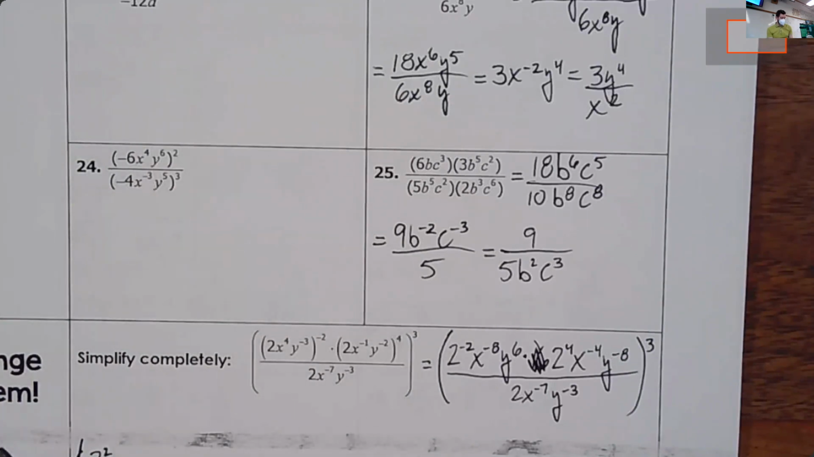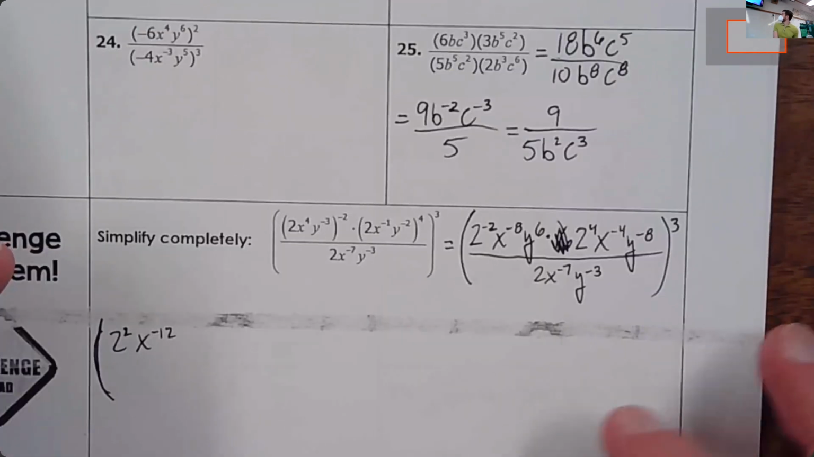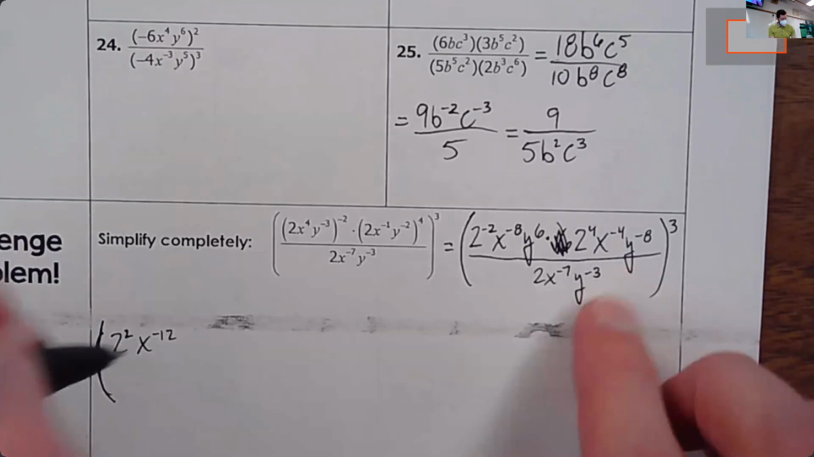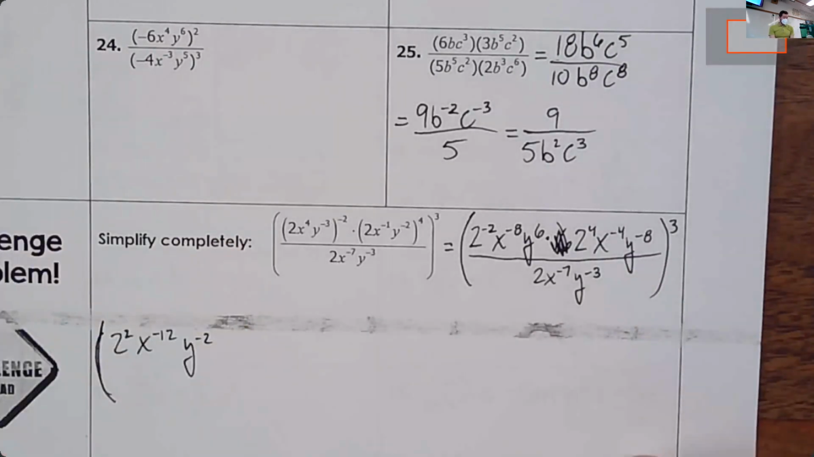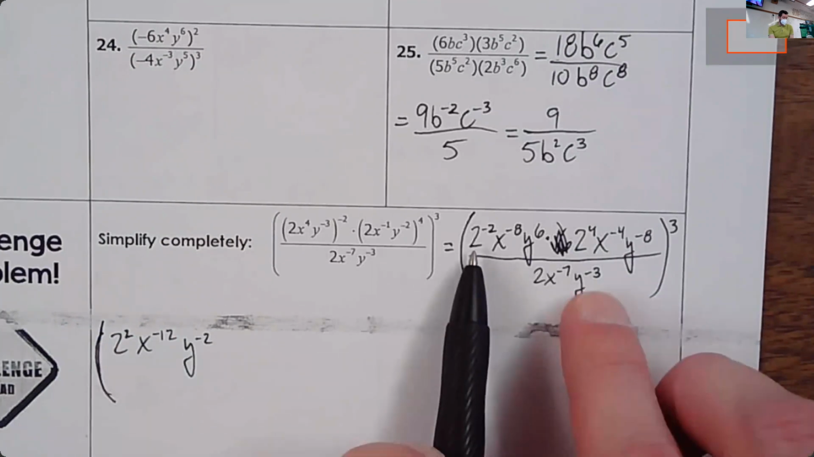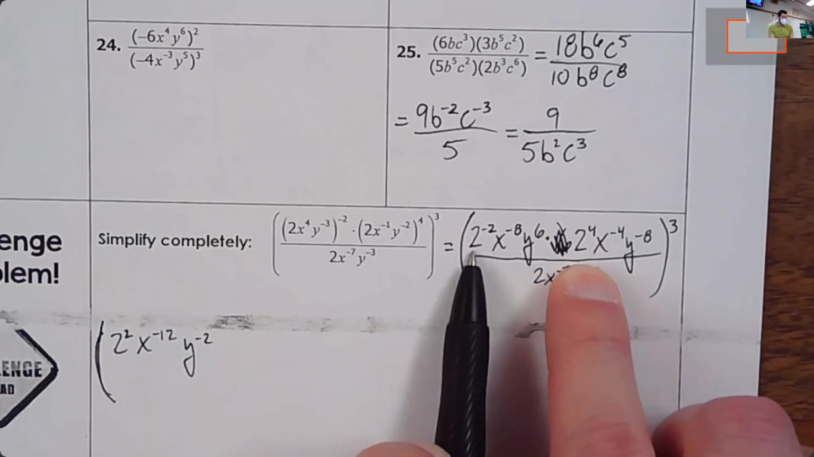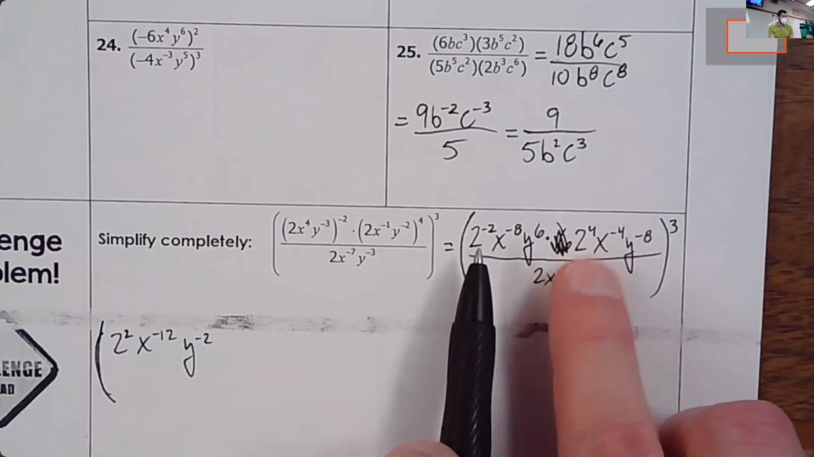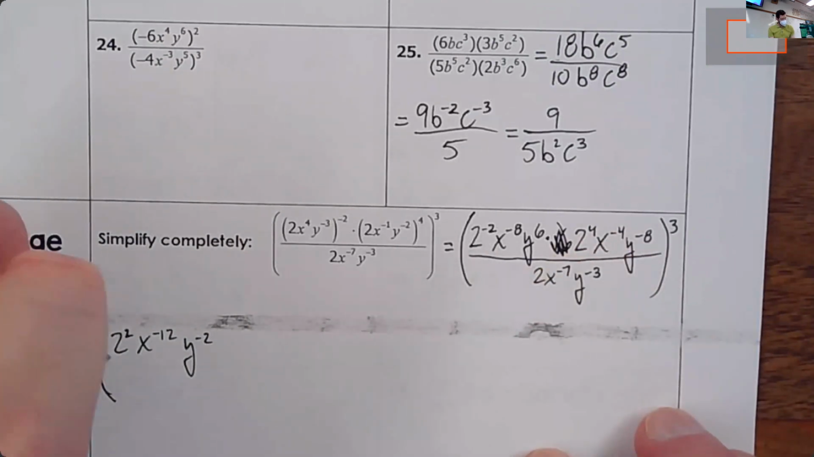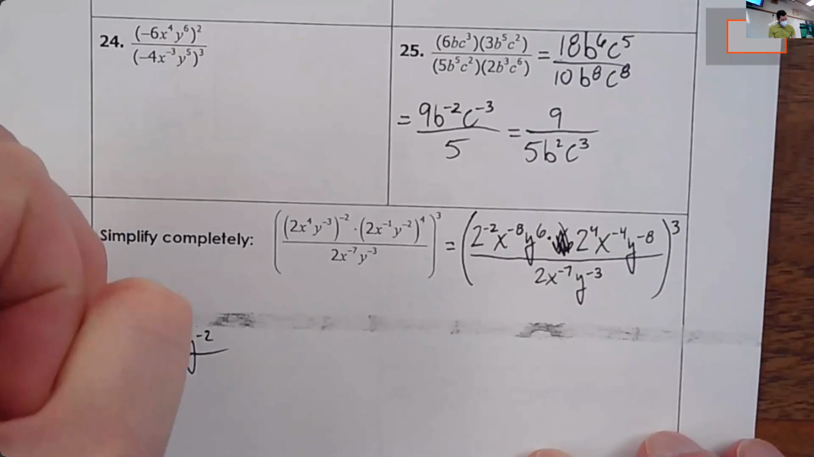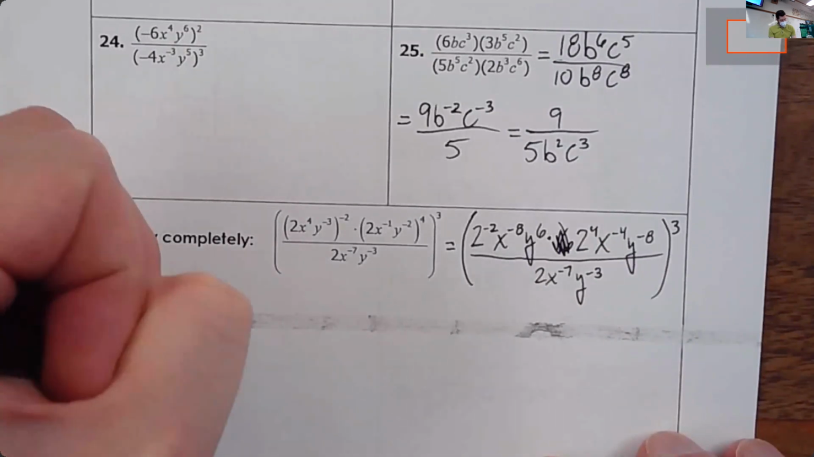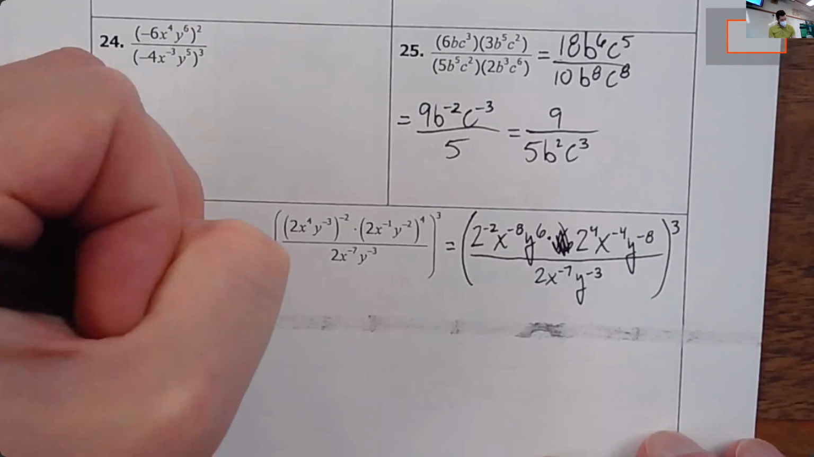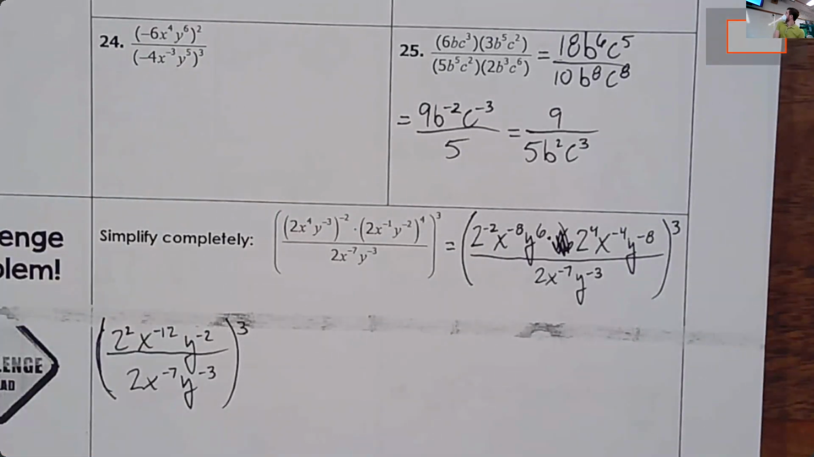And then we can add the exponents on the other one. Negative 8 plus negative 4 is negative 12, so that's x to the negative 12. And then 6 plus negative 8 is negative 2, so y to the negative 2. So 2 squared, because those 2's are the same value, which means we are allowed to add the exponents as long as you have the same base value. And then on the denominator, it's still the same. 2x to the negative 7 and y to the negative 3, and that's all to the 3rd power. So things are condensing pretty quickly here.